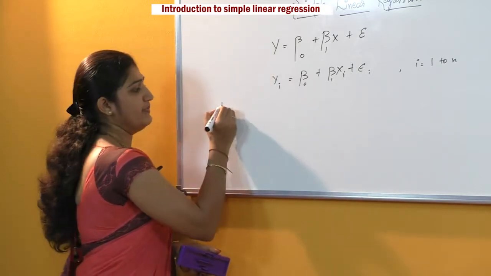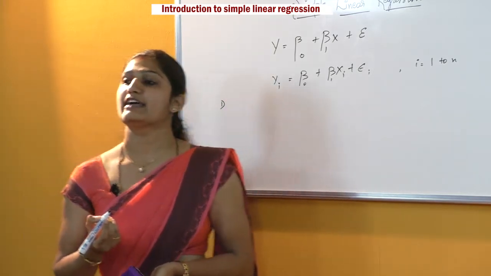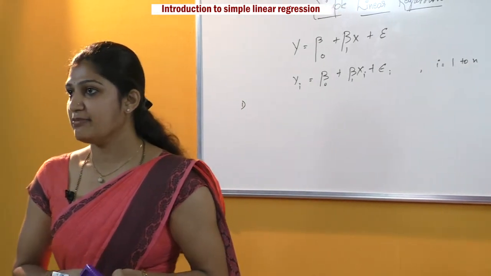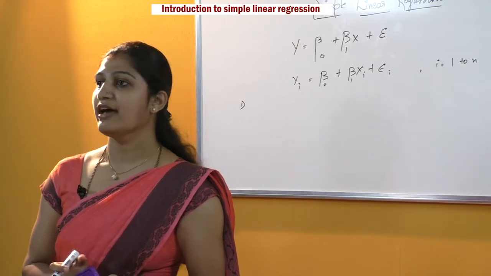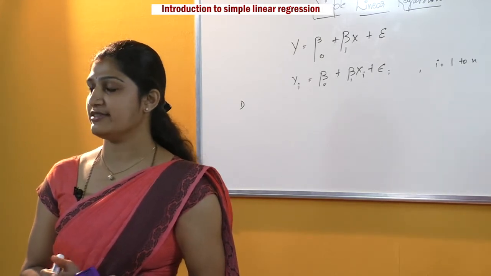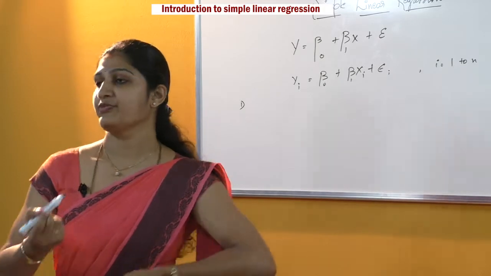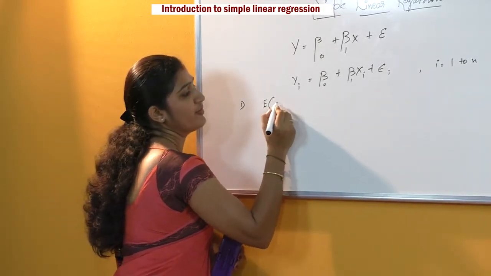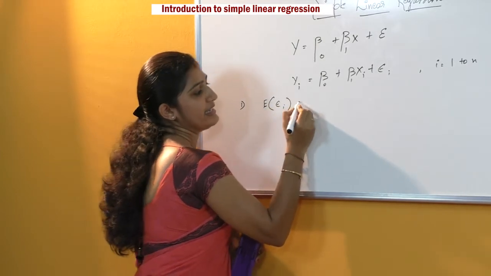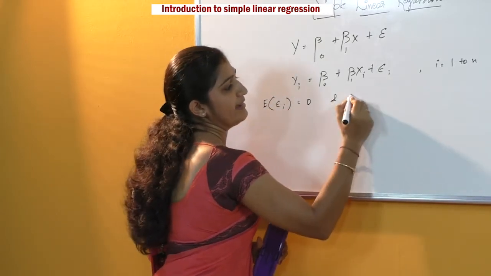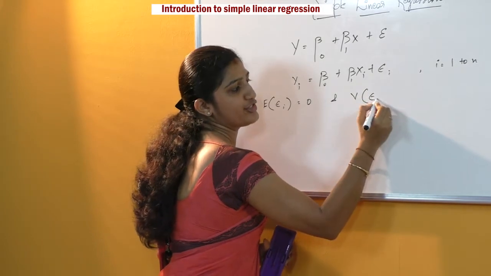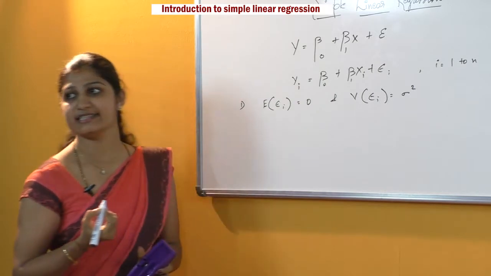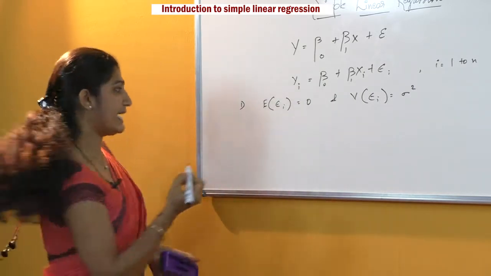First assumption: epsilon i is a random variable with zero mean and unknown variance sigma square, that is, expectation of epsilon i is equal to 0 and variance of epsilon i is equal to sigma square, which is unknown.